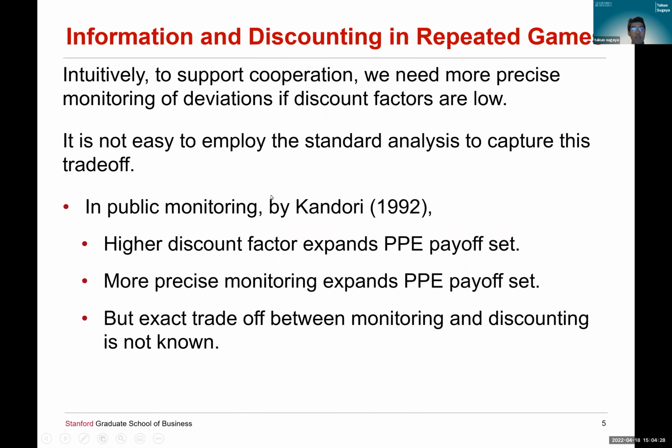In public monitoring, suppose we consider repeated games where everybody observes the same signal about actions, so signals are perfectly correlated. Then Kandori, in his 1992 paper, shows that a higher discount factor expands the perfect public equilibrium payoff set. If we focus on equilibria where everybody's strategy is only contingent on the public history, then a higher discount factor expands the equilibrium payoff set. More precise monitoring in the Blackwell sense also expands the equilibrium set. But the exact trade-off between monitoring and the discount factor is not known.